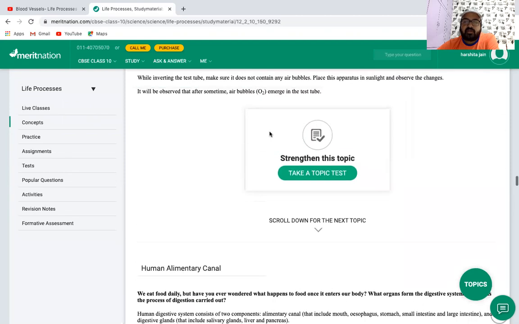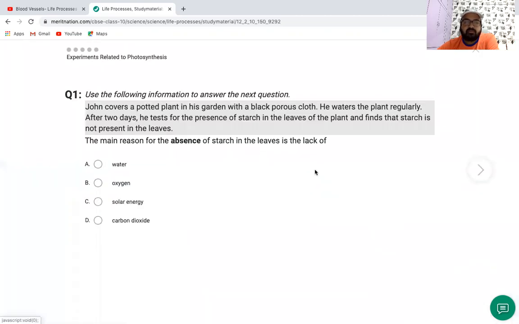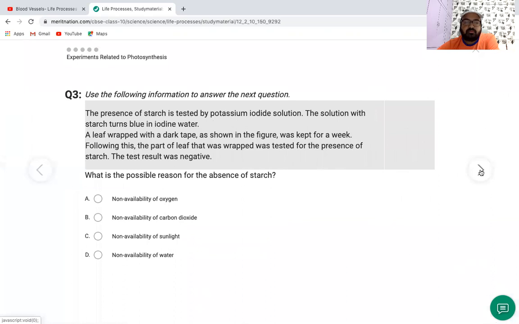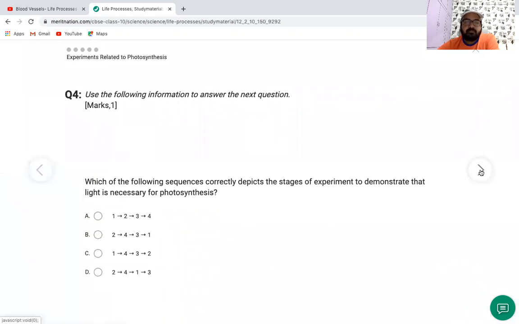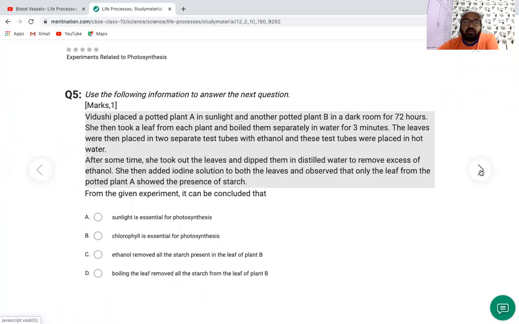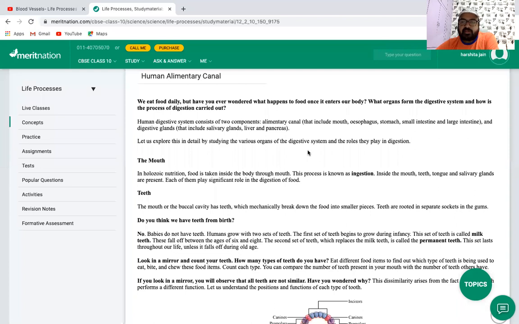Now let's take a brief test again. Read the question properly. Okay. This is definitely going to enhance the knowledge of the topic more. We have discussed this elementary canal in a very, very detailed way. Then also you can go through this.